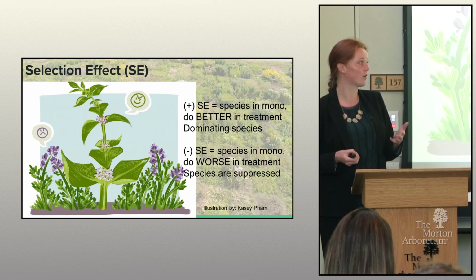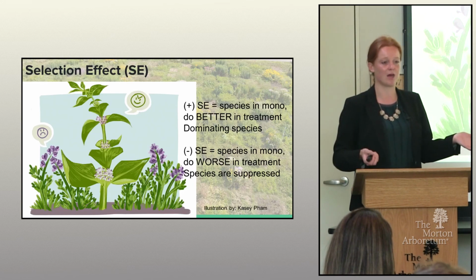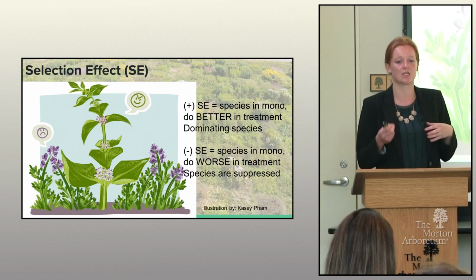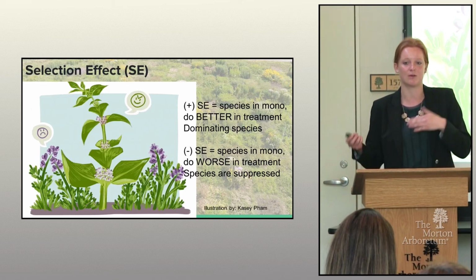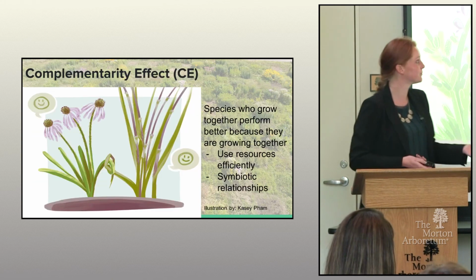If we saw a negative correlation, the species that are doing well in the monoculture would do even worse because their competitiveness is being suppressed by the other species that they're growing with.